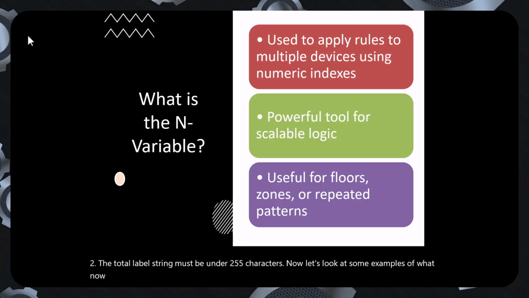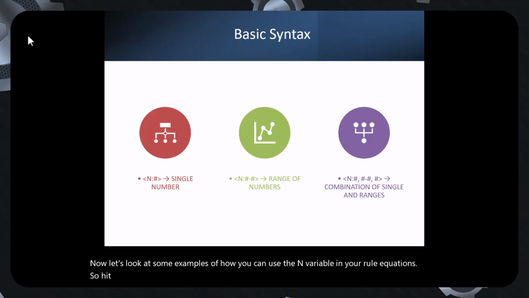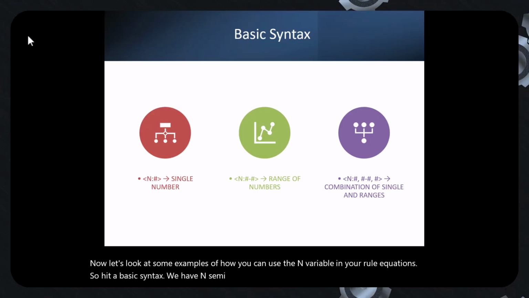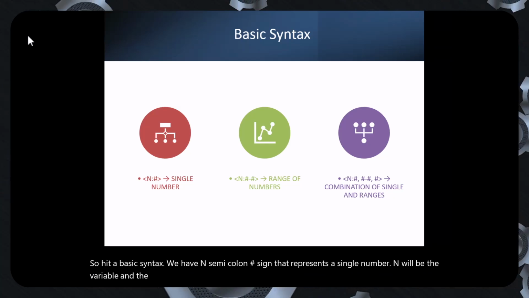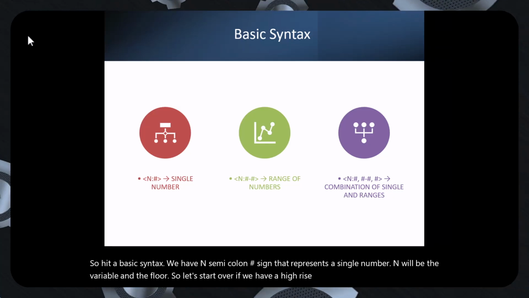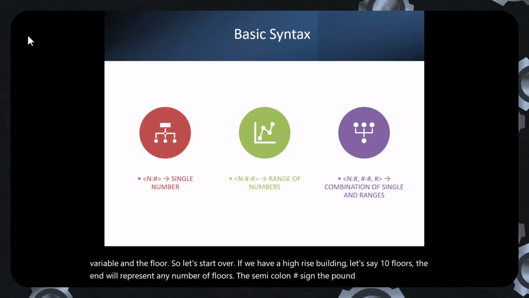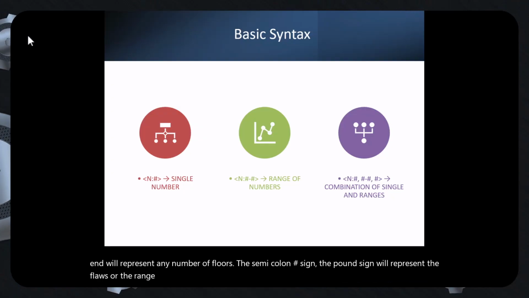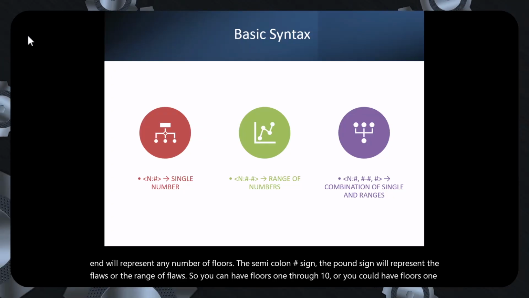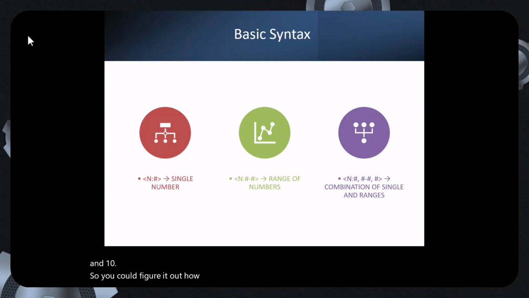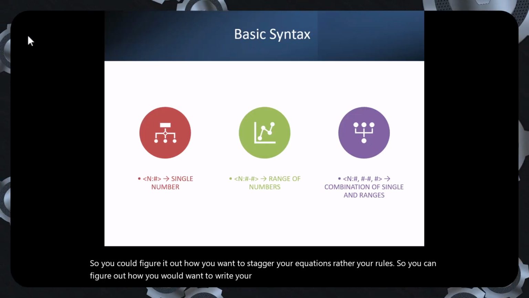Now let's look at some examples of how you can use the N variable in your rule equations. So here the basic syntax, we have N semicolon pound sign. That represents a single number. N will be the variable and the floor. So let's start over. If we have a high-rise building, let's say 10 floors, the N will represent any number of floors. The pound sign will represent the floors or the range of floors. So you can have floors 1 through 10, or you could have floors 1, 5, and 10. So you could figure out how you want to stagger your equations, rather your rules, depending on the sequence of operations.